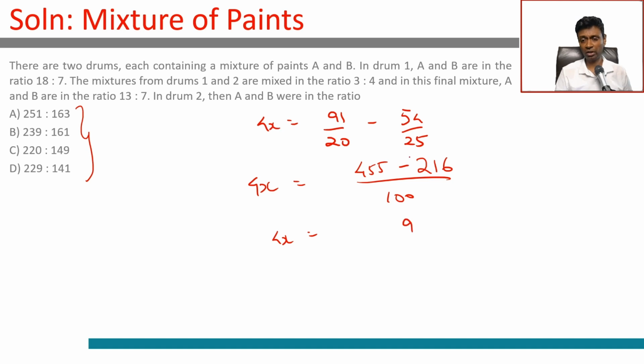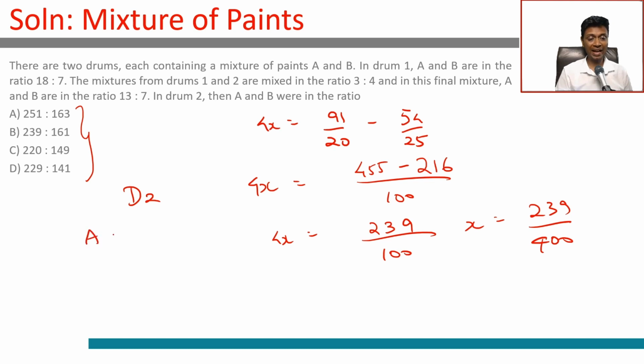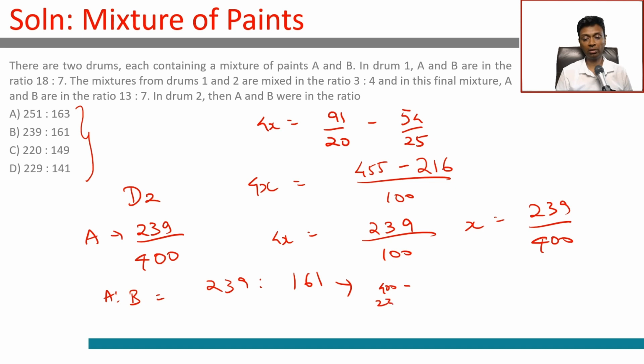15 minus 6 is 9. 4 minus 1 is 3. 239 by 100. Or x is 239 by 400. In drum 2, A is 239 by 400 overall. B should be the remaining, or A is to B should be 239 is to 161. How do we get this 161? This is 400 minus 239. Or the ratio should be 239 is to 161.